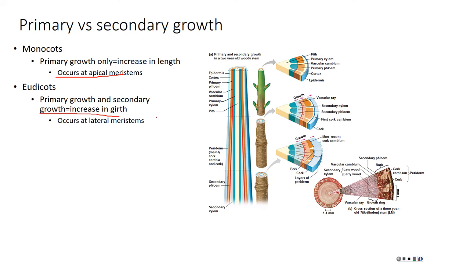You can review, my gosh, I can't talk today. I did a PowerPoint, I forget what chapter in your book. Chapter 33 covers apical and lateral meristems.